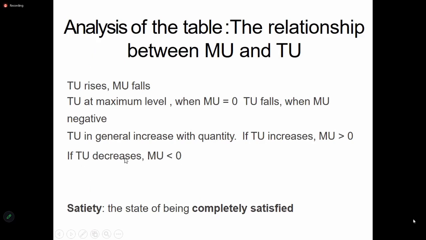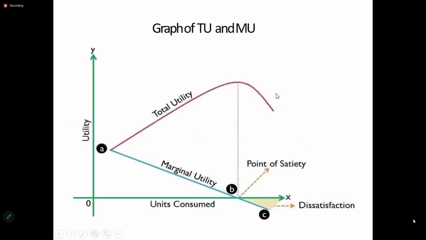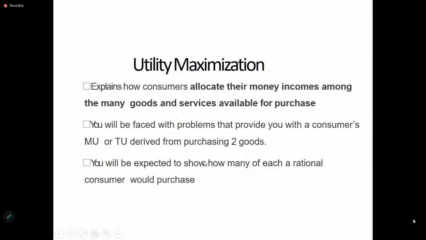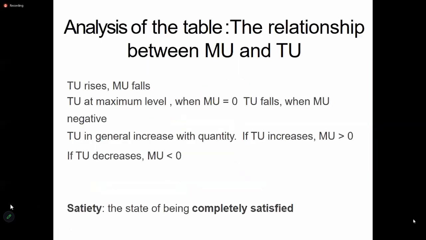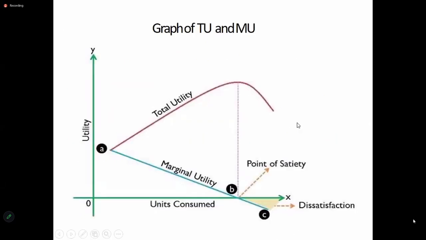If total utility decreases, marginal utility is less than zero. See, it decreases, marginal utility is less than zero. That is why that point is called the completely satisfied situation, the satiety situation. See in this graph it is more clear, the point of satiety. At that point, the consumer gets maximum satisfaction. Afterwards, dissatisfaction.